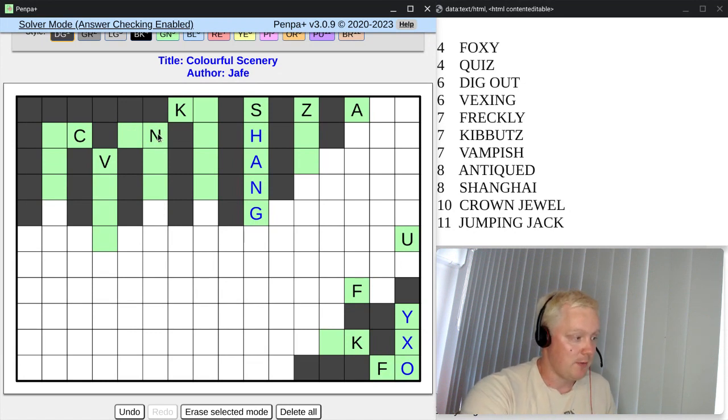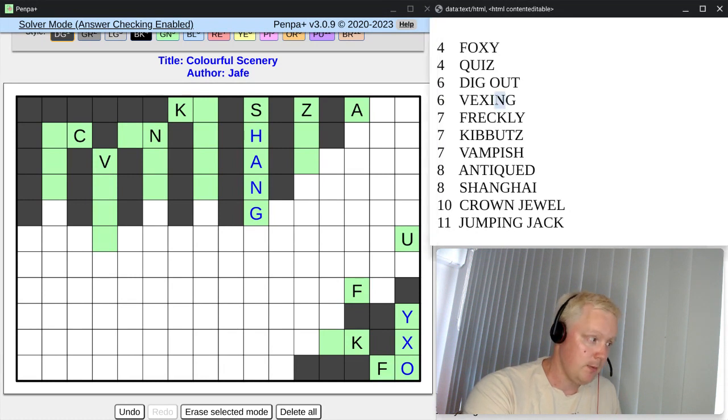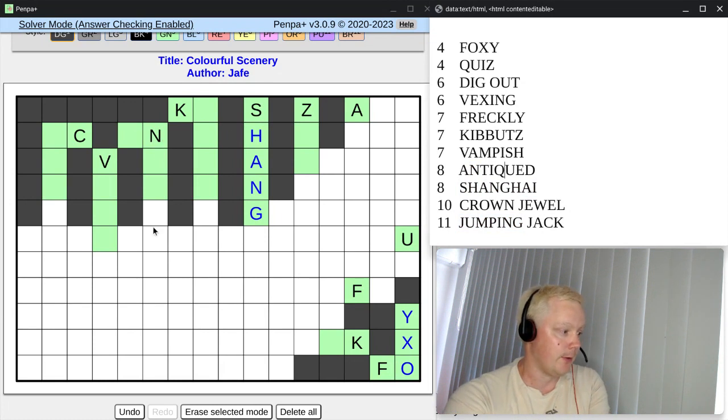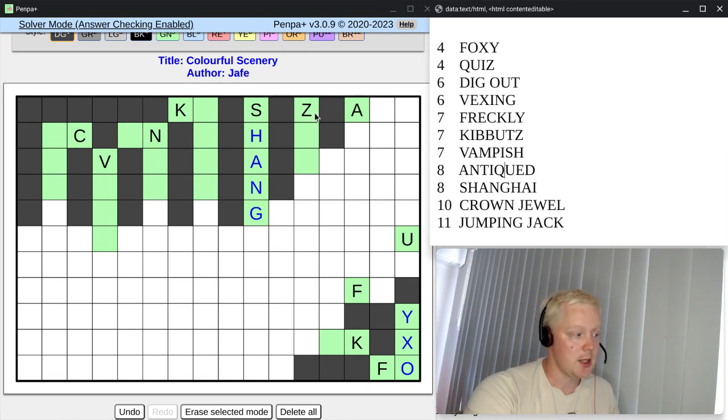So now this N specifically has to be the second letter or the second last letter. And now, what are our options here? Can't be foxy, can't be quiz, can't be dig out, could be vexing. So that's the first option. That's the shortest option this can be, is 6 letters. Is that the only option? Can't be freckly, can't be kibbutz, can't be vampish, could be antiqued with this N here. Shanghai we used already. Can't be crown jewel, can't be jumping jack. So we have 2 options for this word. So vexing or antiqued. So it's at least 6 letters.